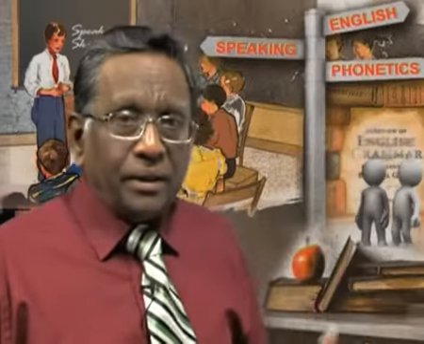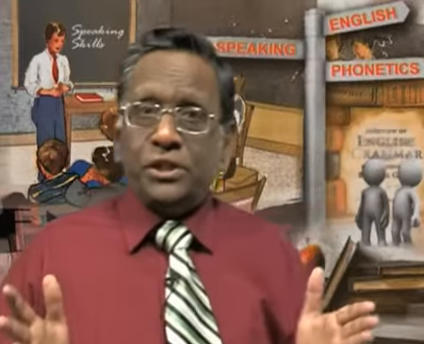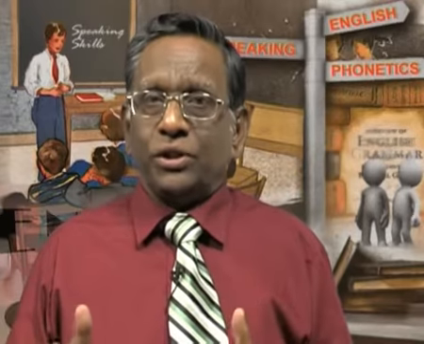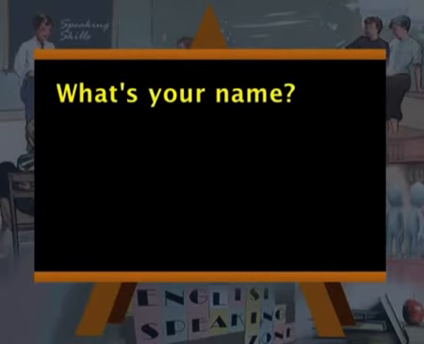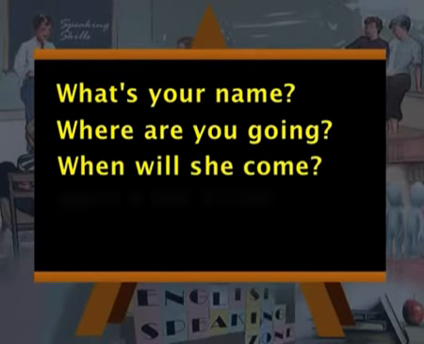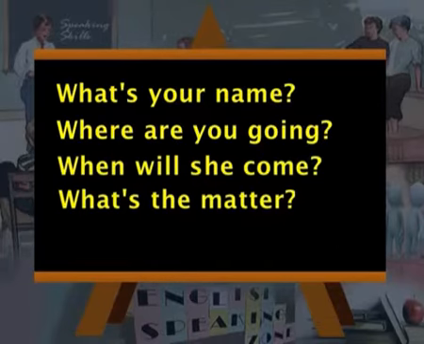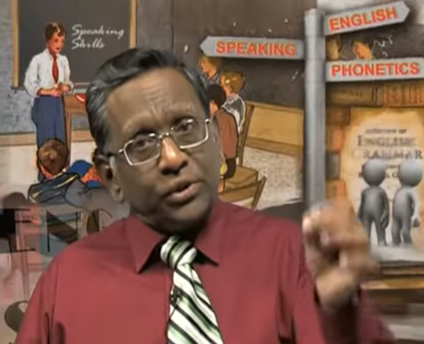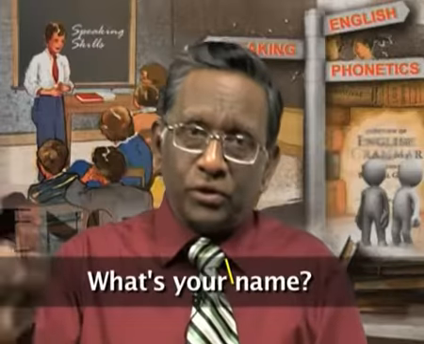And then, two types of questions in English, WH questions and yes-no questions. A question like, what's your name? Where are you going? When will she come? What's the matter? Which one do you want? All these questions begin with a WH word, and these are known as WH questions. On WH questions, generally we use a falling tone.